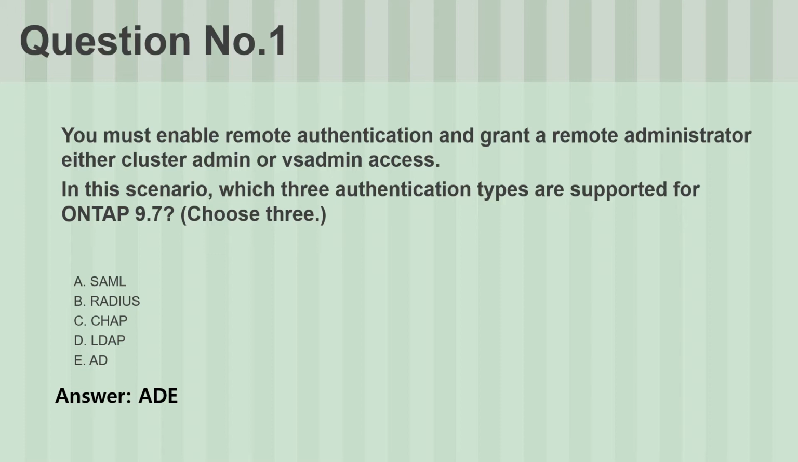Question number 1. You must enable remote authentication and grant a remote administrator either cluster admin or vsadmin access. In this scenario, which 3 authentication types are supported for ONTAP 9.7? Choose 3. A. SAML, B. Radius, C. CHAP, D. LDAP, E. AD. Answer: B, D, E.